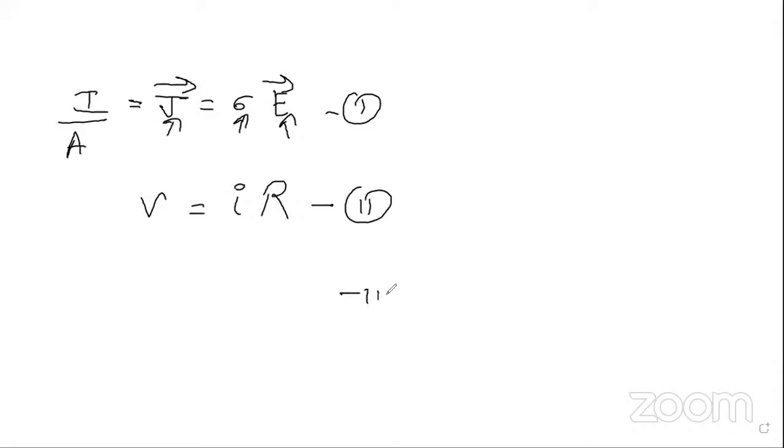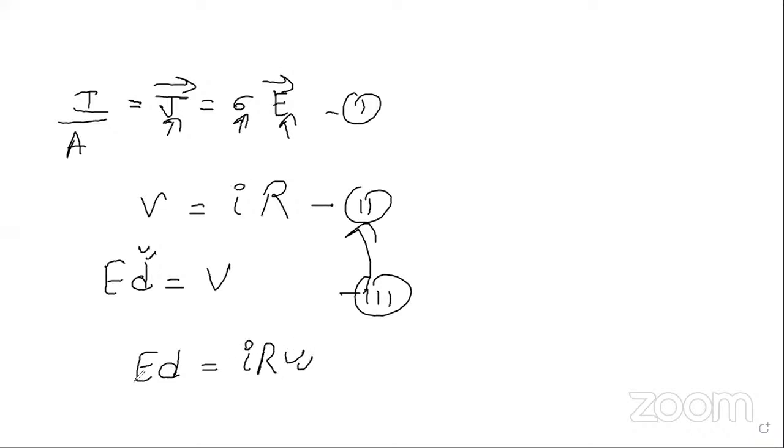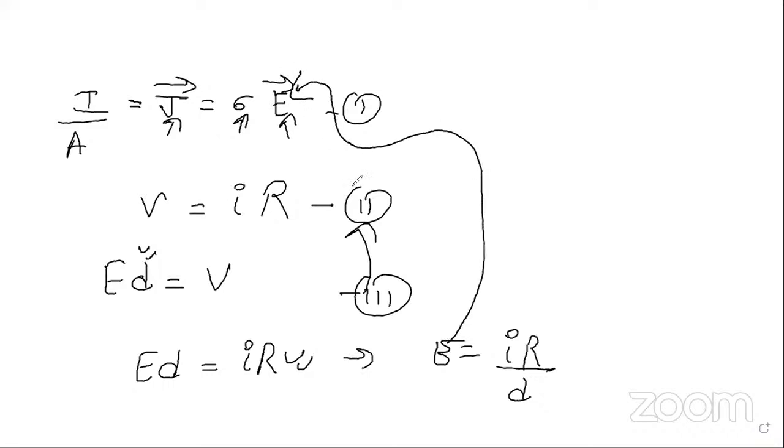So we need to introduce a third equation which says E into the length of the conductor, or the distance between the two terminals, suppose it is D or L, I'm just giving it the symbol D, equals the potential difference. When you put this third in the second equation, you will get electric field into D equals IR. Now how much is the electric field? Electric field comes out to be IR upon D.